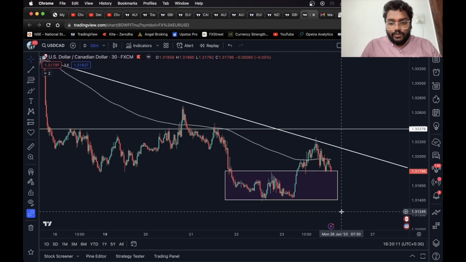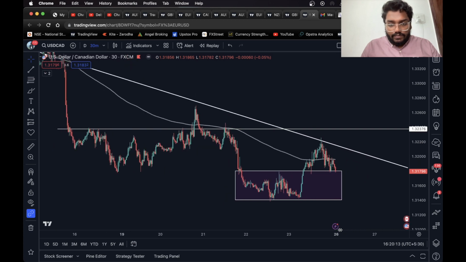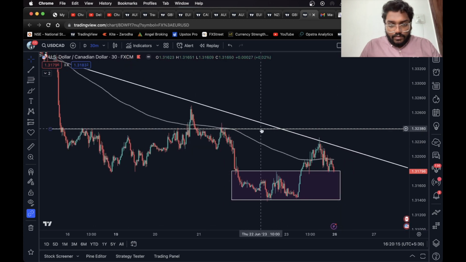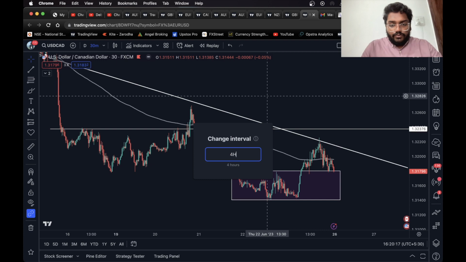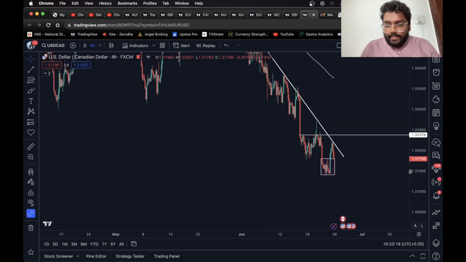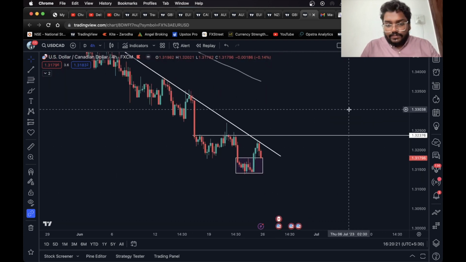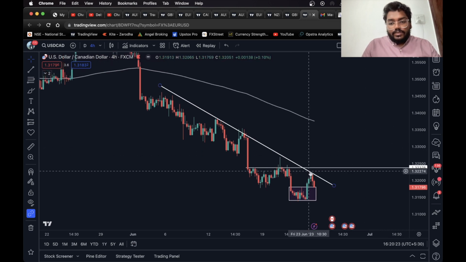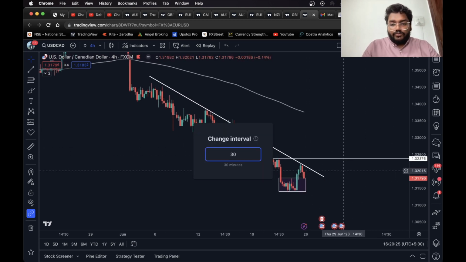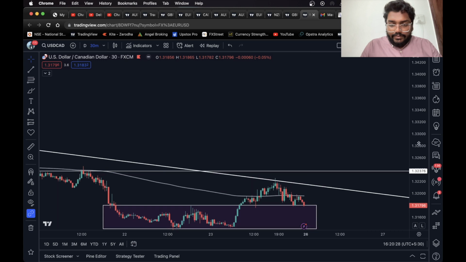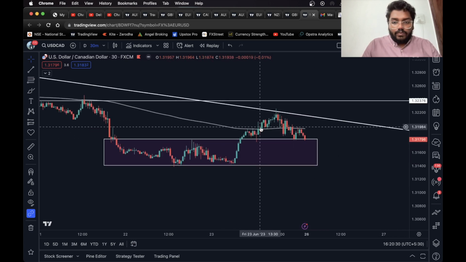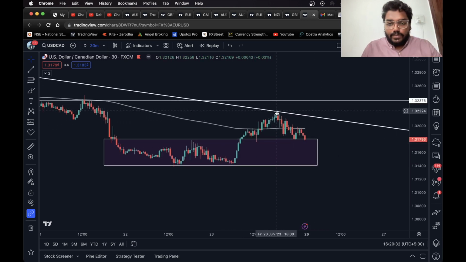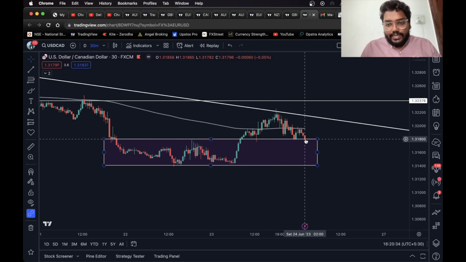Moving on to the next one, as you can see, I've already drawn the levels over here. Okay, I'll just move to 4 hours. Very clear. Can you see the trend line? Okay, I'll just move to 30 minutes to show you something. It gave a box breakout, right? It took resistance from the trend line. It came down again for a retest.